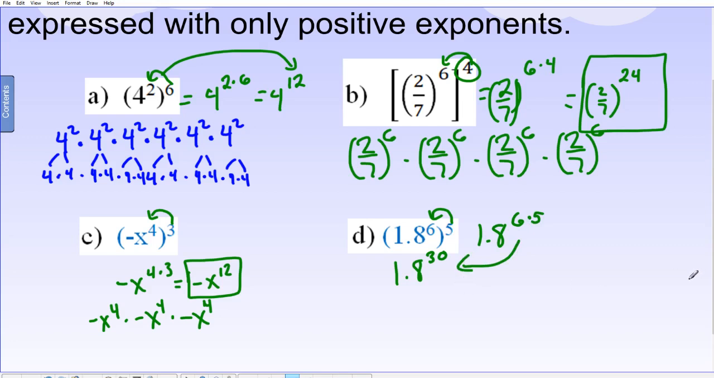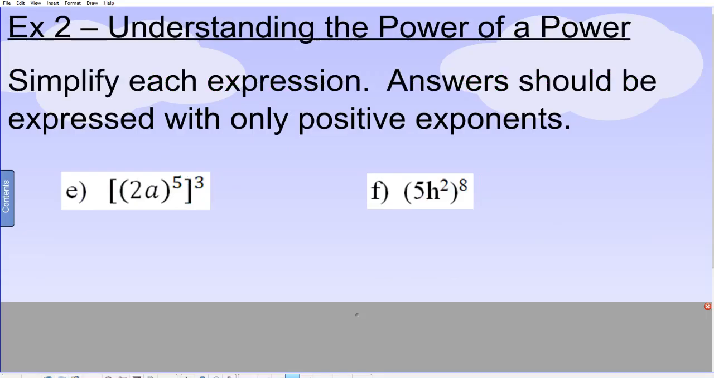Okay. Simplify each expression. Answers should be expressed with only positive exponents. So basically, all we've done now is take those last examples and make them a little bit harder, a little more challenging. So here, inside my parentheses, I have 2a. This expression is being raised to the 5th power, and then that is being raised to the 3rd power.